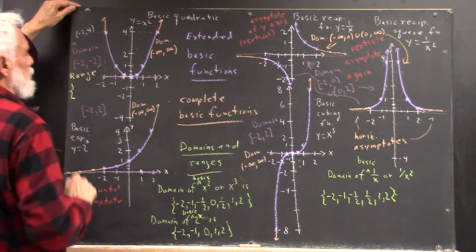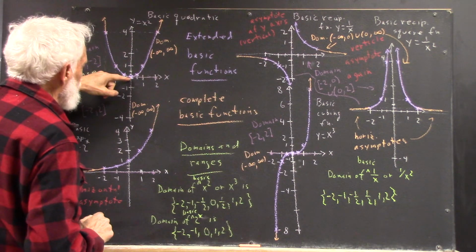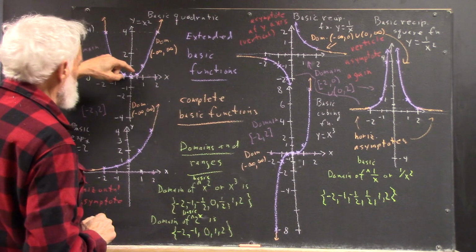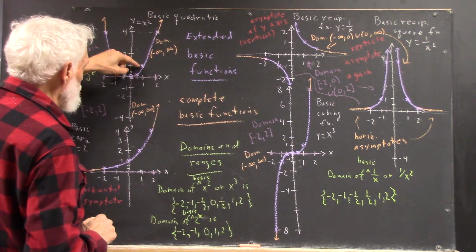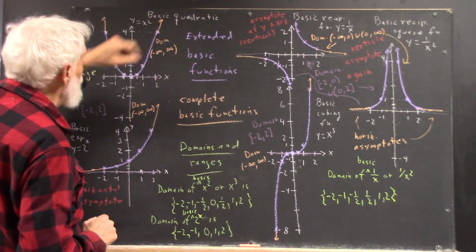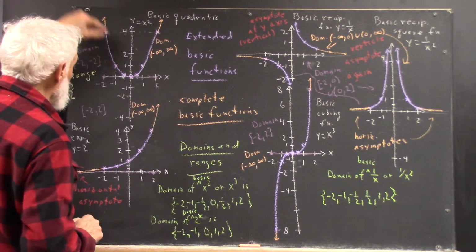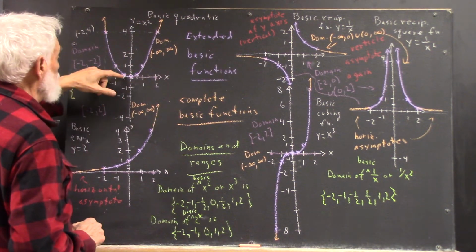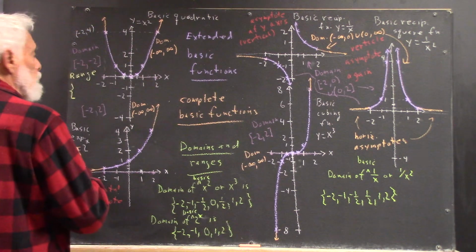So, the range consists of the numbers. Well, the y value is 0. You have a y value of 1. You have a 1/4. You have a y value of 1. You have a y value of 4. And you don't add anything on this side. You don't get any new y values. You get 1/4, 1, and 4 again. You don't list them twice.